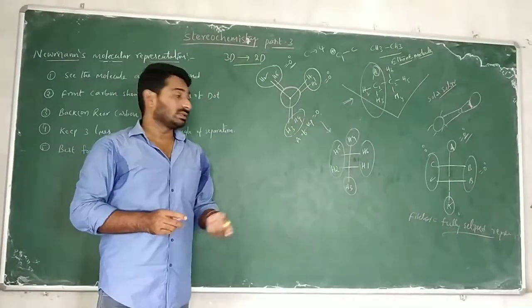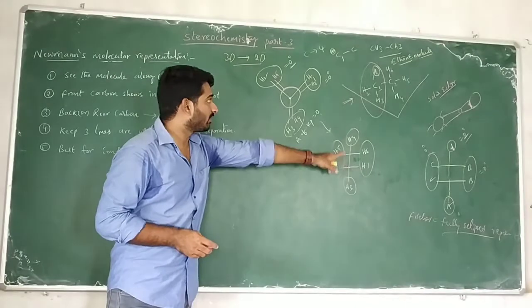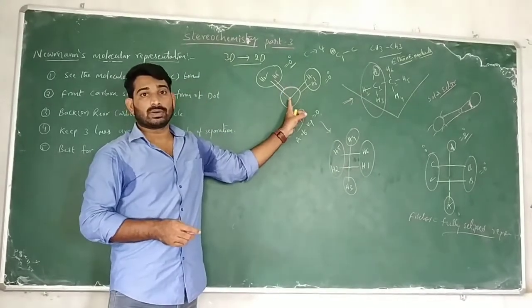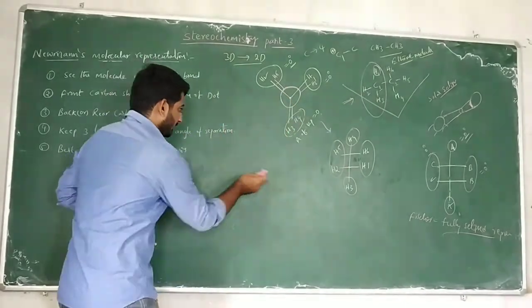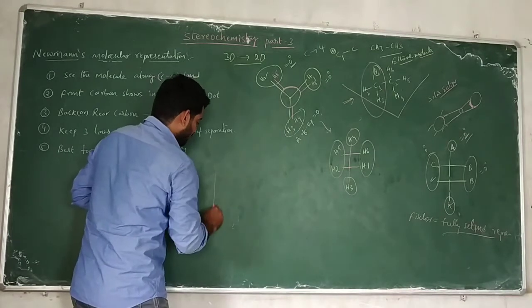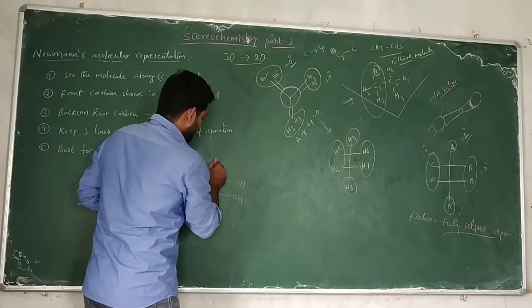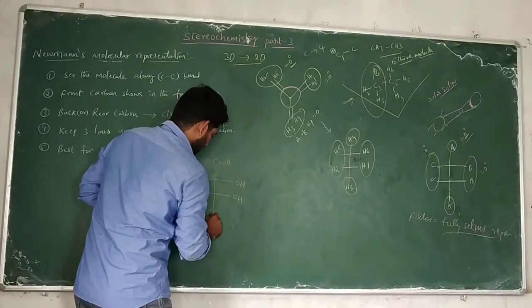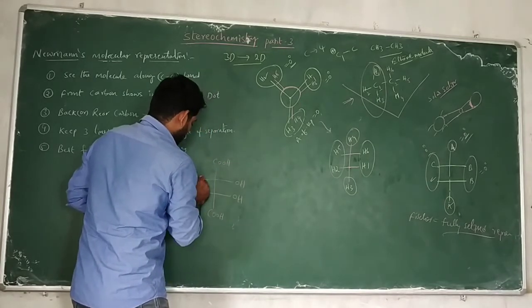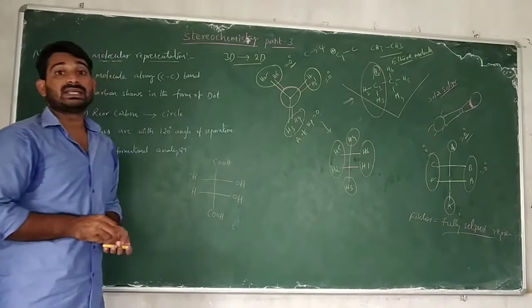Now I will give you another Fischer model. Now you are able to convert it into Newman's model. Okay, do it yourself. Right. Meso tartaric acid I am giving: OH, OH, COOH, COOH, hydrogen. This is the meso tartaric acid.